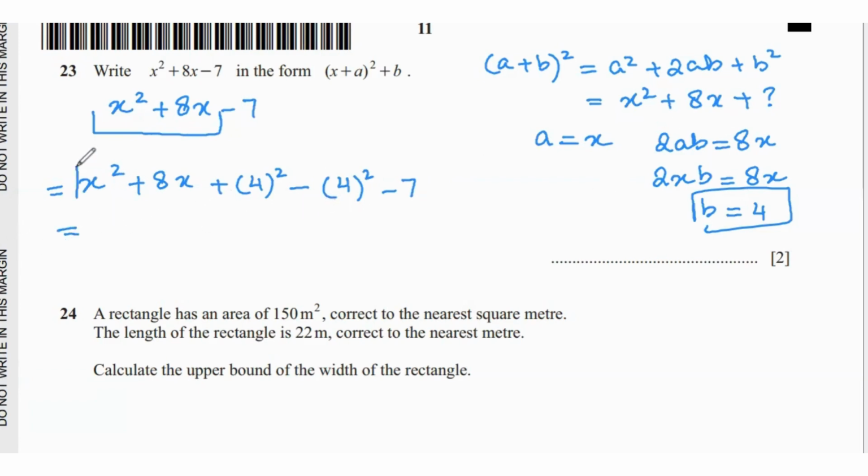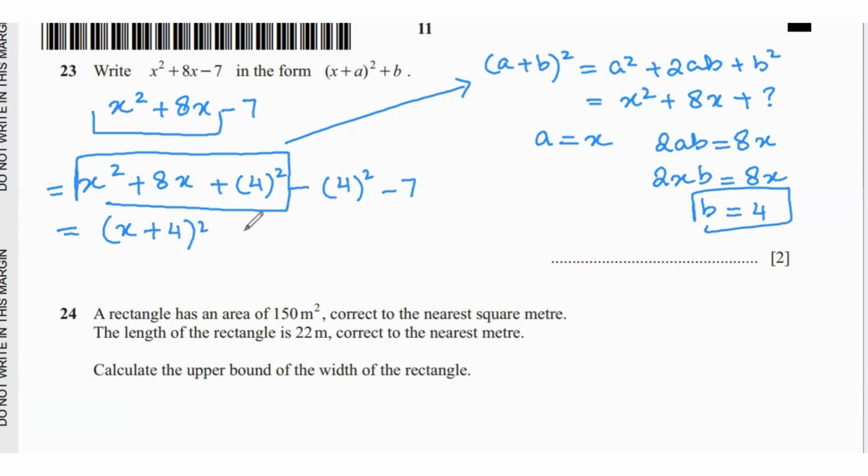Now this is your complete square, which is the same as (a plus b) whole square. Hence, you rewrite this as (x plus 4) whole square. And this remains outside for this part: negative 16 minus 7. And that's (x plus 4) whole square minus 23. As you can see, we got the same answer using both the methods. So whichever method you're comfortable with, or if you've learned some other method in school, just stick to that.